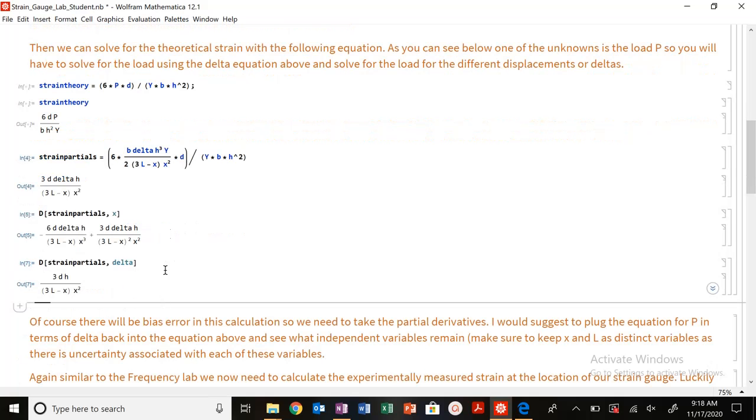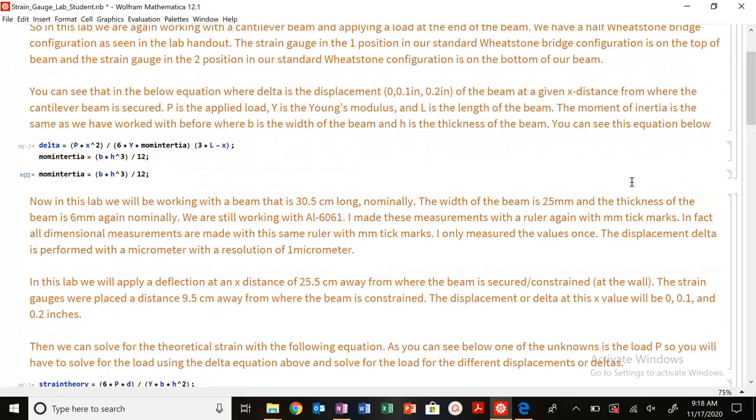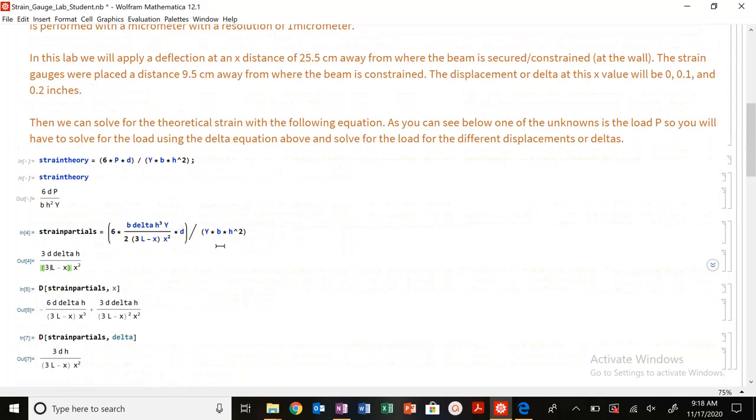And for all of these, again, what's the uncertainty in delta? Well, we had basically a resolution of a micrometer. H, D, L, and X are all measured with uncertainties associated with your millimeter tick marks. So you want to think about these values and plug in. You need to solve again for the theoretical strain.